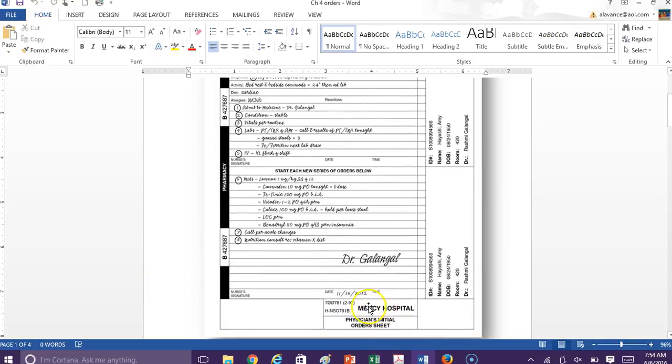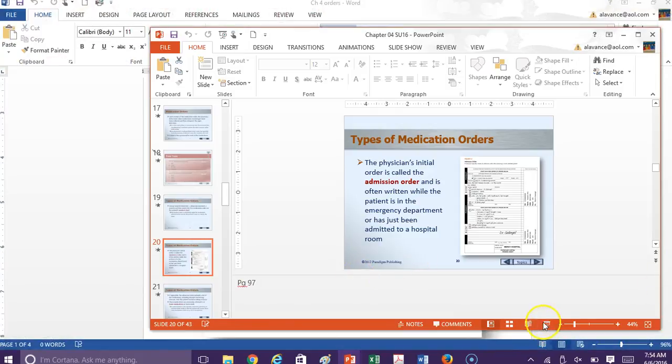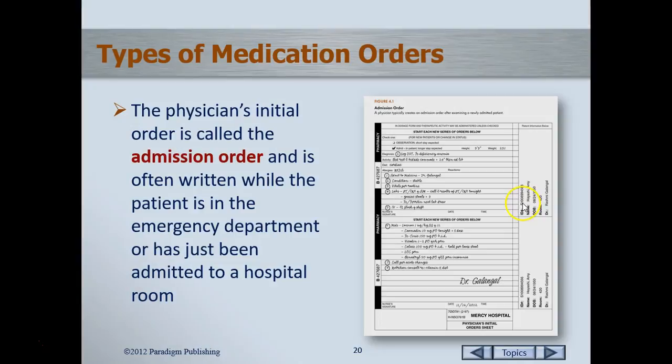The other thing that has to be on the order is the doctor's signature and the date the order was written, as well as the hospital information. All right, let's go back to our slides.